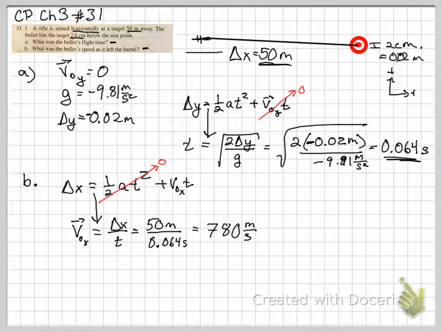Just to revisit, we used the kinematic equations for position. First for the y dimension to get the time, and then we used that time and our information for the x dimension to figure out how fast it must have been leaving the pistol as it was shot. That concludes the solution for Chapter 3, number 31.